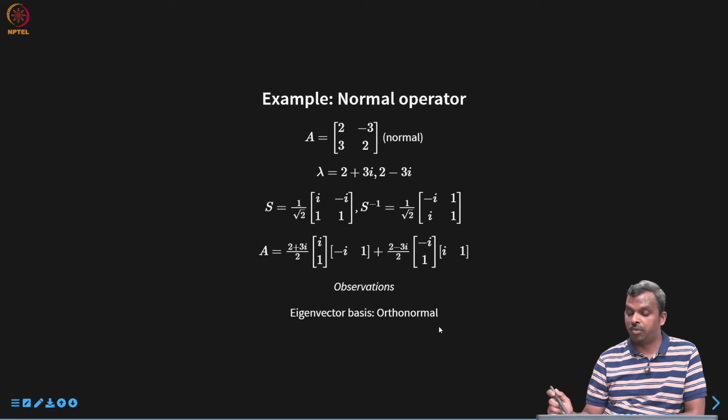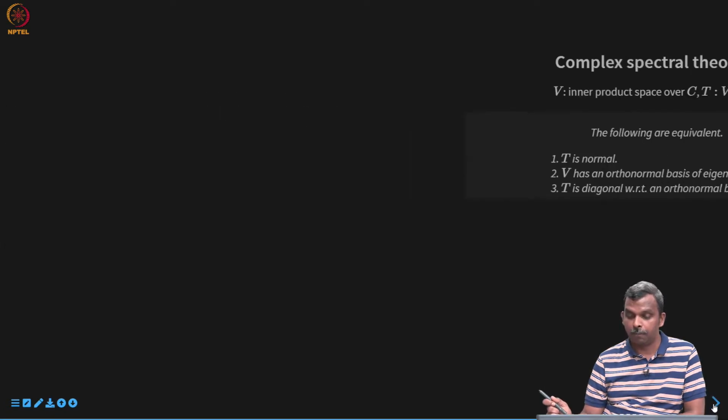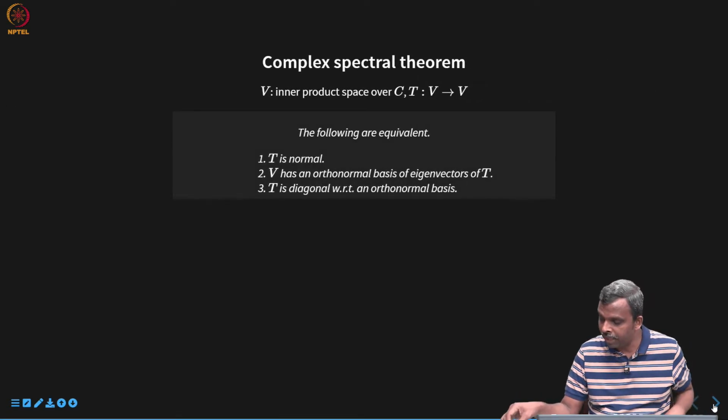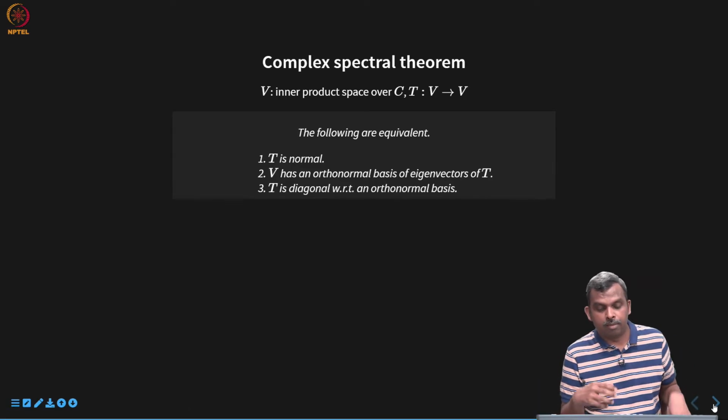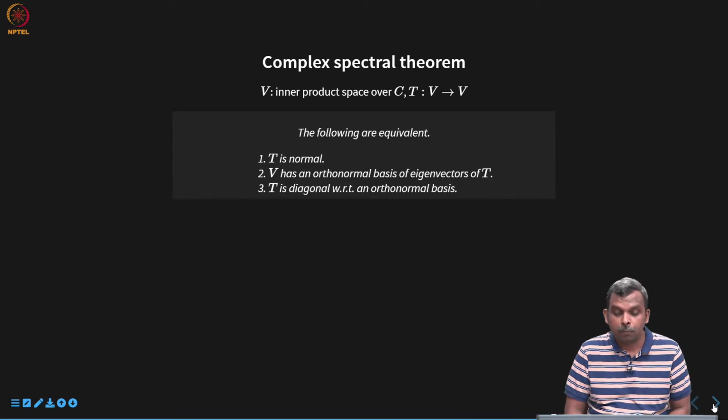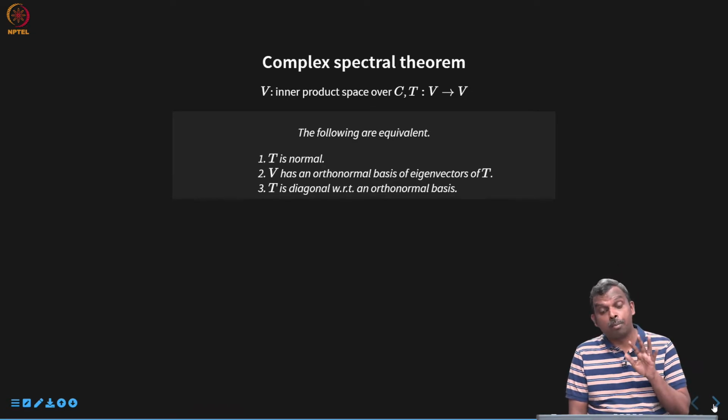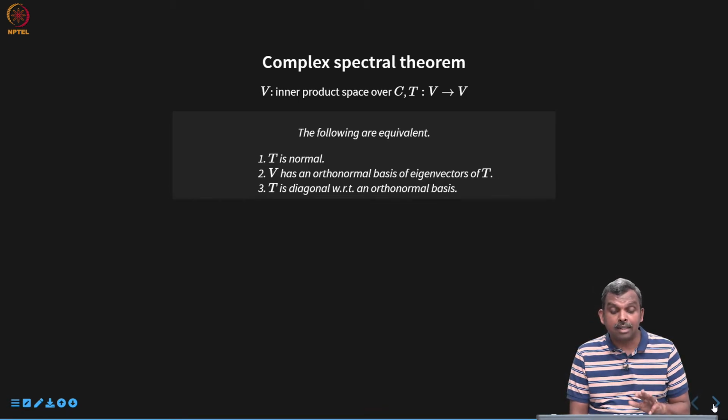The spectral theorem is a very nice result which completely characterizes the normal operator in terms of its eigenvalues, eigenvectors and its diagonalizability. So, here is the result, very interesting and simple and deep result about normal operators. You have an inner product space over complex field. I am going to use complex field here because I am doing normal and all that. Then T is an operator from V to V. The following three things are equivalent.